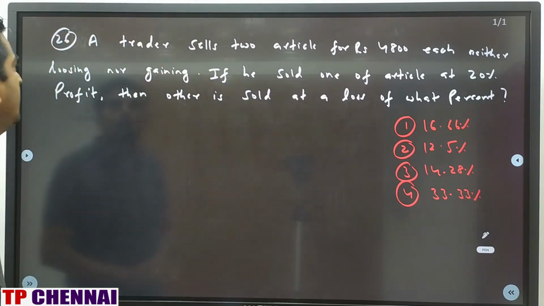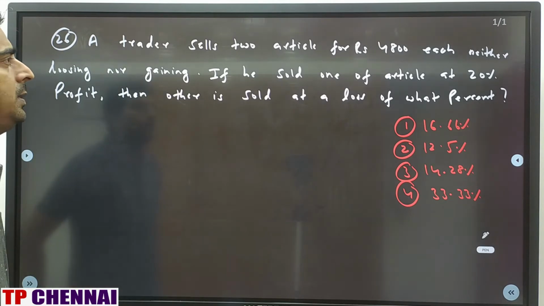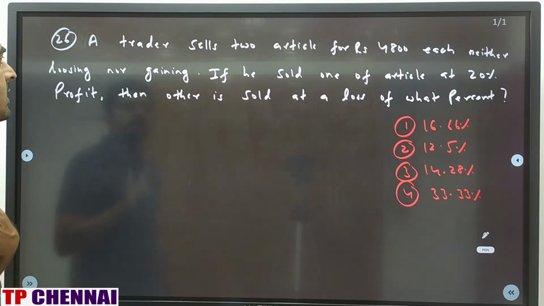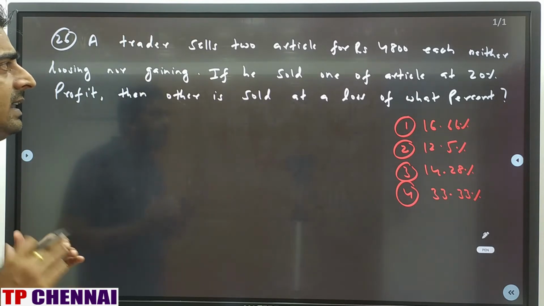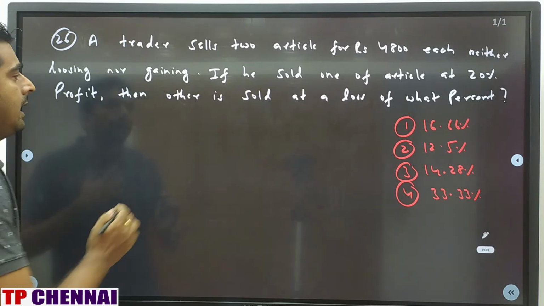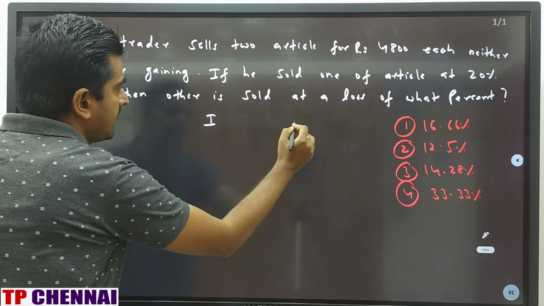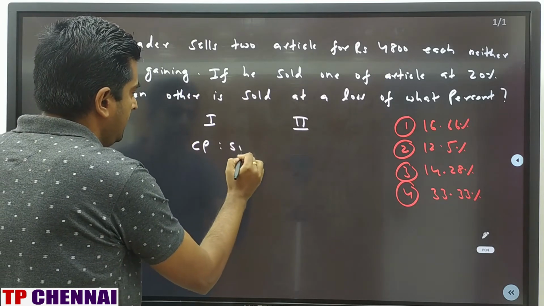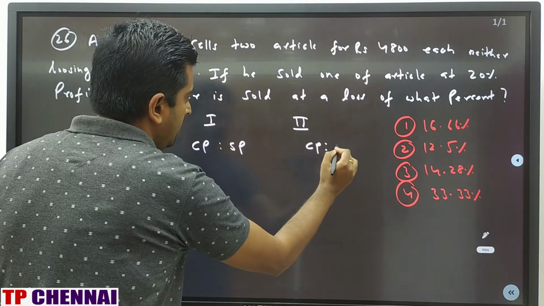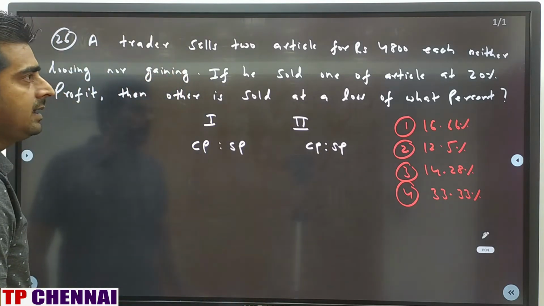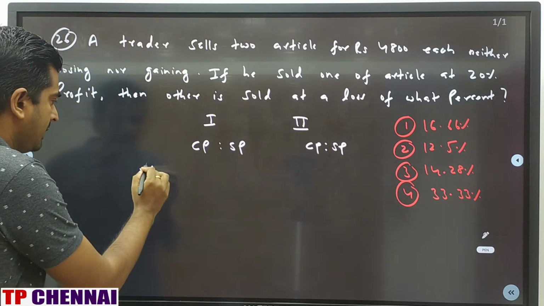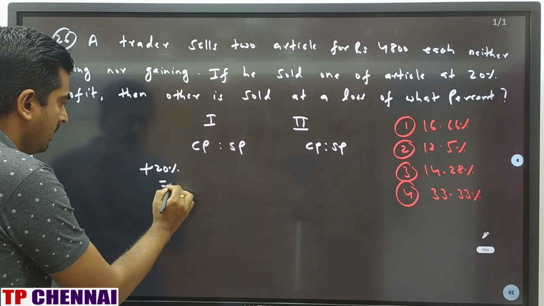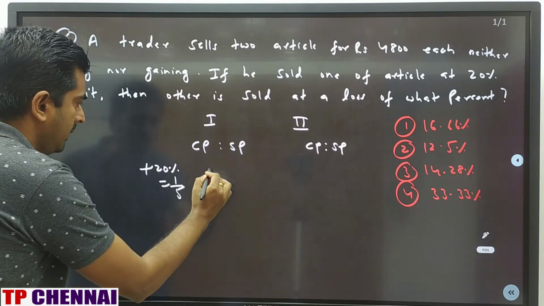First one. A trader sells 2 articles for rupees 4800 each, neither losing nor gaining. If he sold one of the articles at 20% profit, then the other is sold at a loss of what percent? Right? Selling price is same for both articles. This is first article, this is second article. I am writing here CP is to SP. First article is sold at 20% profit. What is 20% fraction value? 1 by 5. This is 5, this is 6.